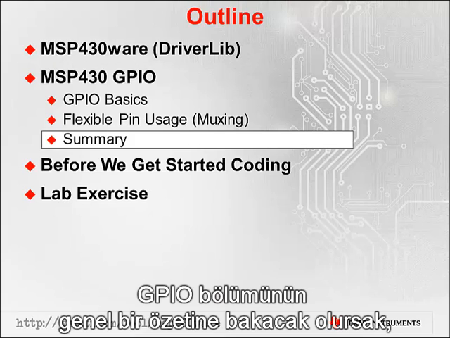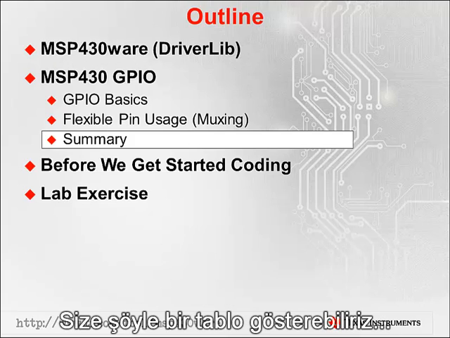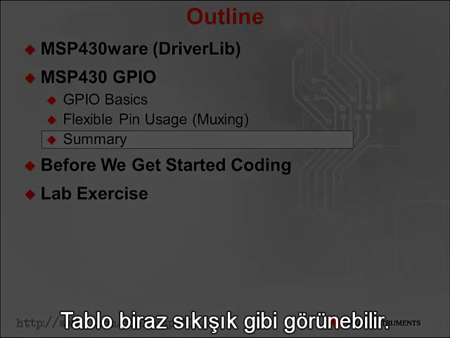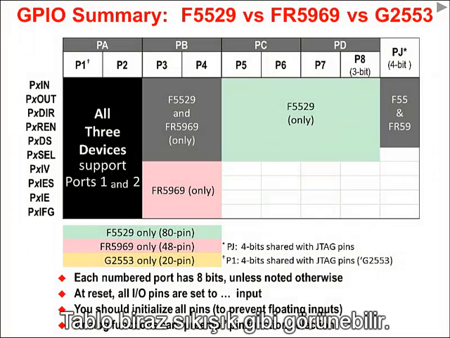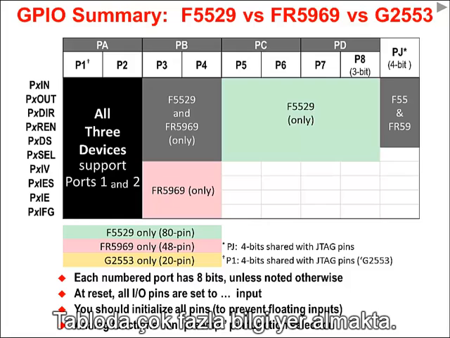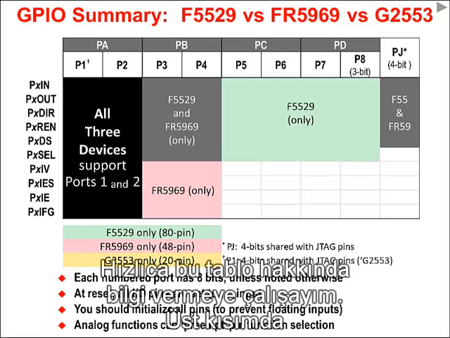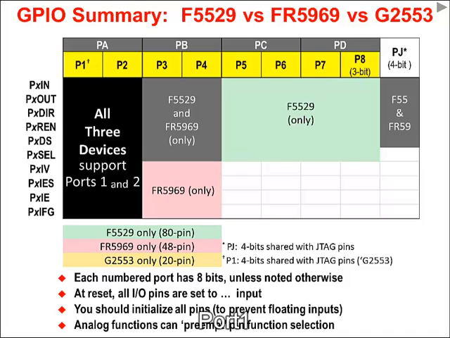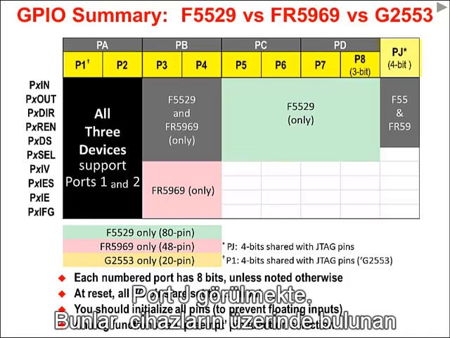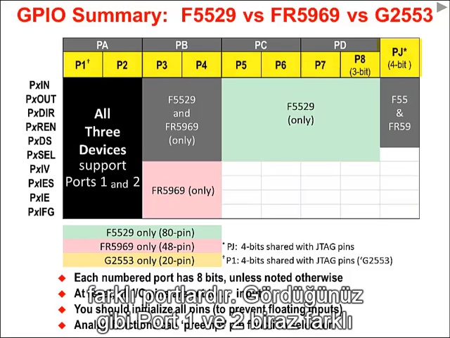Final summary here to the GPIO section. We have this table that we wanted to show you. Now this table might look a little condensed. It's a lot of information on this table. Let me just go through it quickly for you. Across the top you can see ports 1, 2, 3, 4, 5, 6, 7, 8, and port J. So those are the different ports that are available on a variety of our devices.